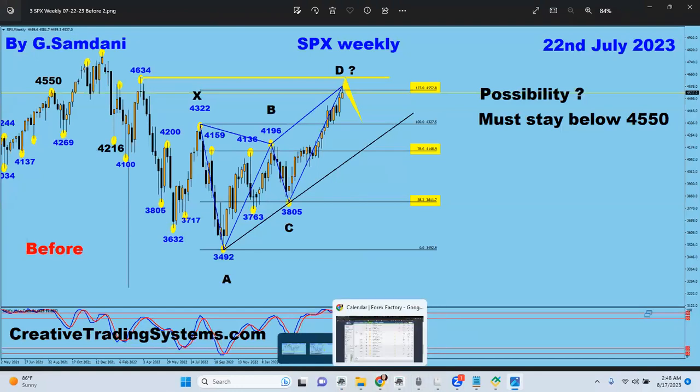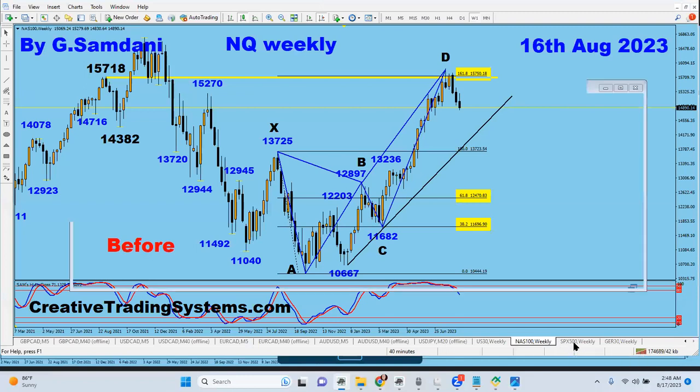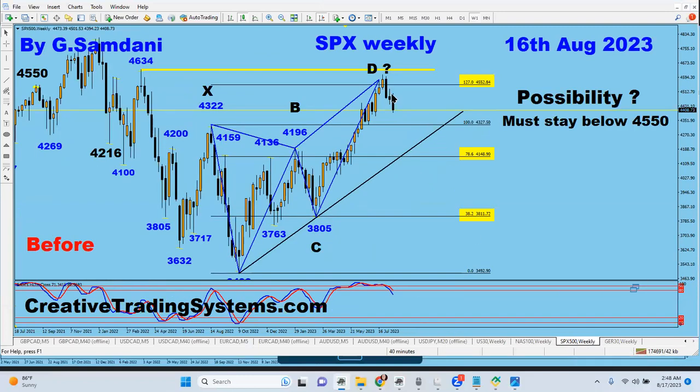And so far, where did it go? Oh, okay, here. See, it went up a little bit, didn't quite touch 46.34, but it started to drop from there, and again, so far it's powerfully dropping. So more to come to the downside for S&P 500.